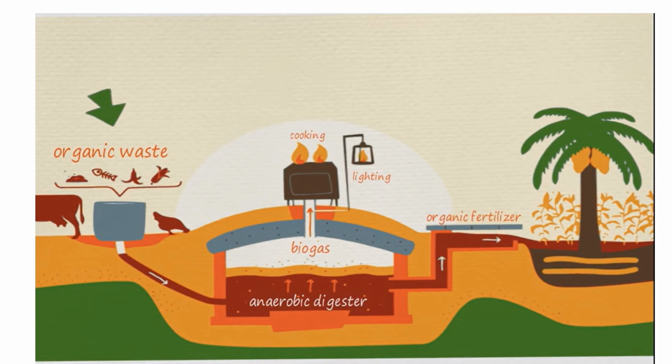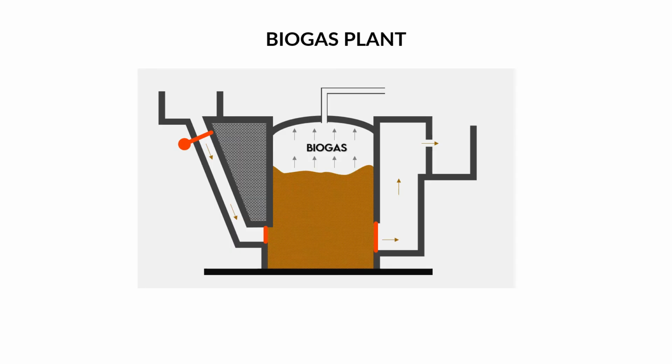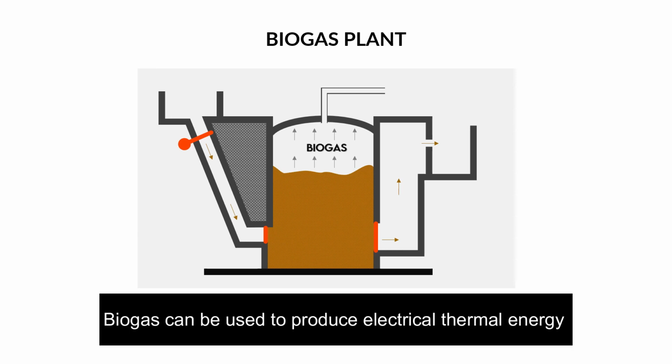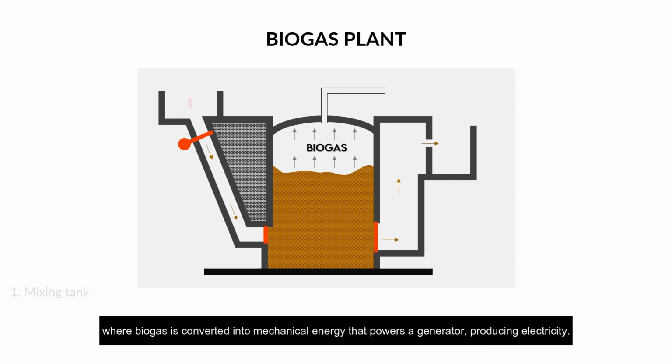Biogas, which is primarily composed of methane and carbon dioxide, with smaller amounts of hydrogen sulfide and other gases, is produced by the breakdown of organic waste through anaerobic processes. With the use of methanogens and other anaerobic organisms, organic materials are digested in a closed system called an anaerobic digester, biodigester, or a bioreactor. Biogas can be used to produce electrical and thermal energy through fuel cells or combustion engines, where biogas is converted into mechanical energy that powers a generator producing electricity.